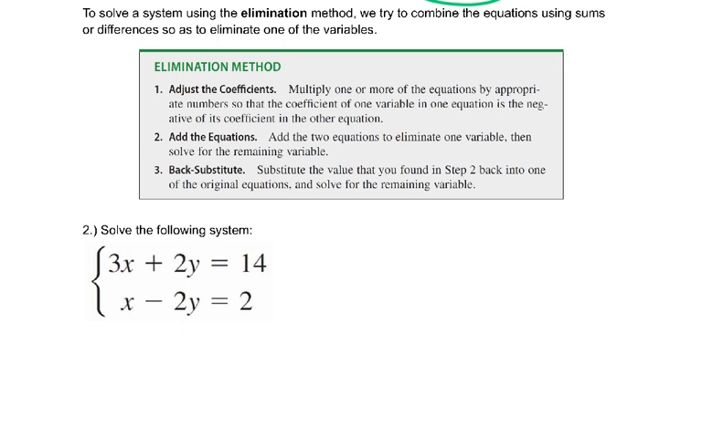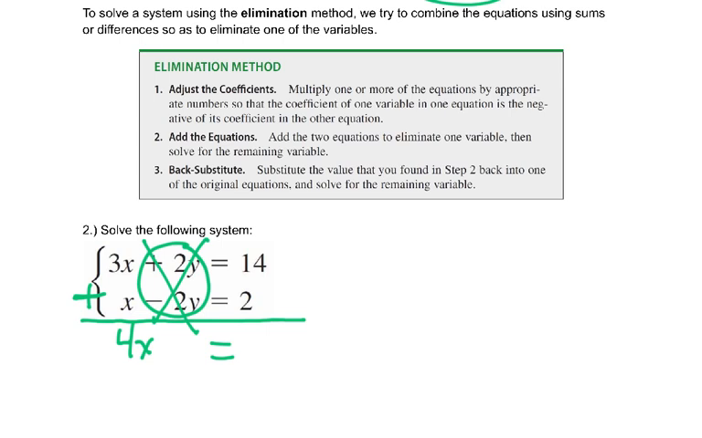So I'm going to actually add these two different equations together. I'm going to put a big plus sign here, and I'm going to add straight down. 3x plus x, that's 4x. Look at this, plus 2y and minus 2y. If I add those together, they just cancel out. Equals, and how about adding straight down 14 plus 2? That's 16. And I can continue to solve by dividing both sides by 4, and I will get that x equals 4.